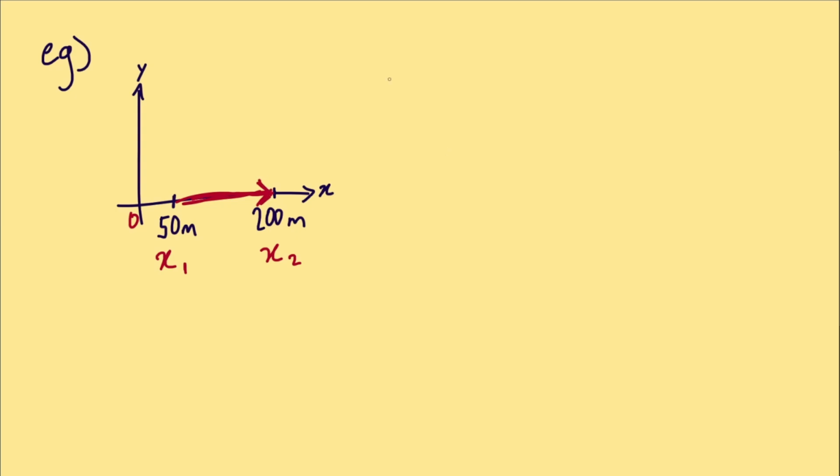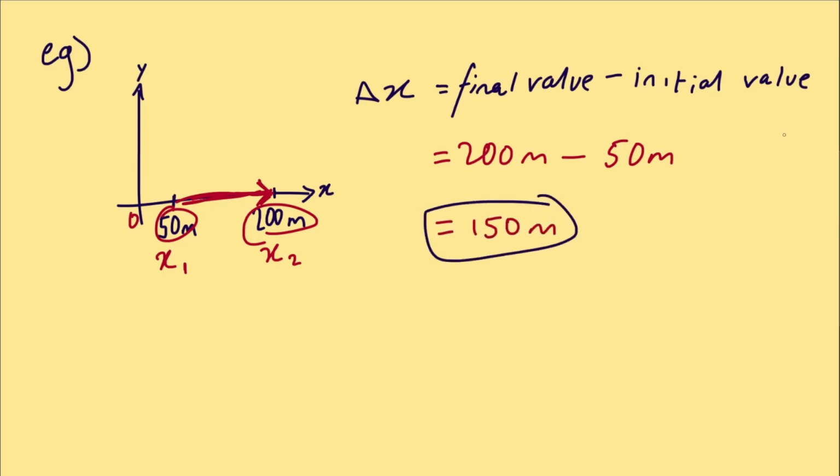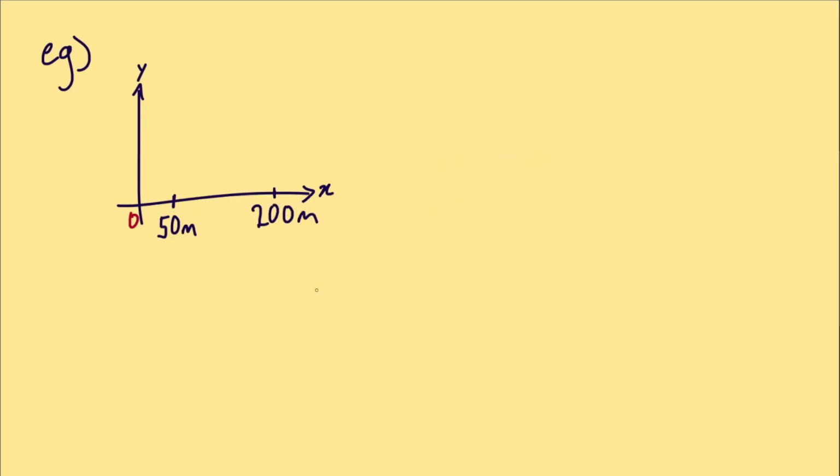Now let's find the displacement. Displacement is delta x, which is the final value minus the initial value. Here, the final value is 200 meters, minus the first value, 50 meters. The displacement is 150 meters. Done. Here's a second example.